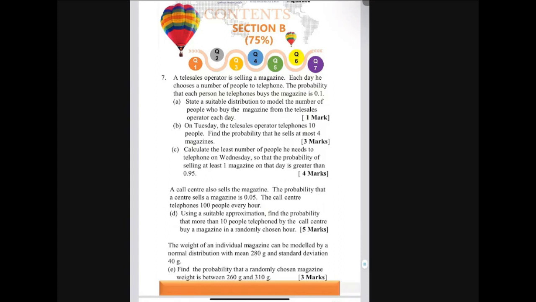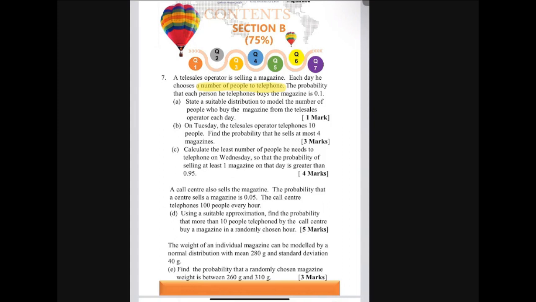Now we proceed with the last question, question number 7. This covers topic 9. We have a telesales operator selling a magazine. Each day he chooses a number of people to telephone. The number of people refers to the number of trials, and that represents n. That means we have a binomial distribution. The probability that each person he telephones buys the magazine is 0.1. That is our event, when the customer buys the magazine. So state a suitable distribution to model this situation.